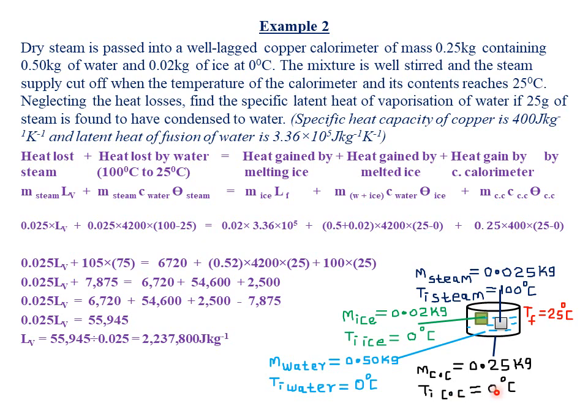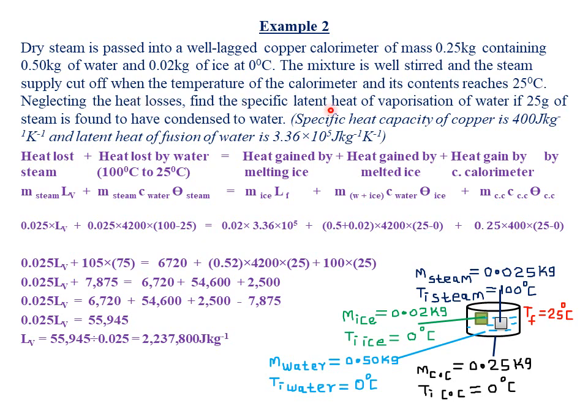Then the mixture is well stirred and steam supply cut off when the temperature of the calorimeter and its content reaches 25 degrees Celsius. Of course, the content of the copper calorimeter is simply the ice, the steam, and the water. Therefore, the final temperature of the mixture was actually 25 degrees Celsius. So neglecting heat losses simply means that if there is no heat being lost, the law of conservation of energy must be obeyed, such that the heat lost must be equal to all the heat that is gained.